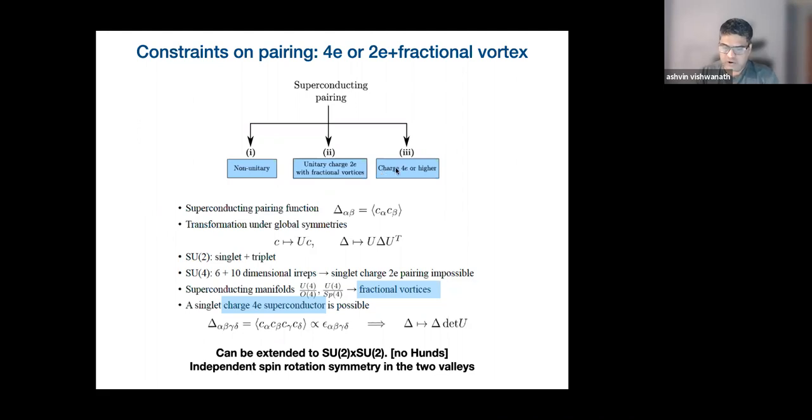Of course, another way to get around this is to have a charge 4e superconductor. You can make a fully symmetric condensate, but again, that would give you a fractional vortex because it's a larger charge condensate.